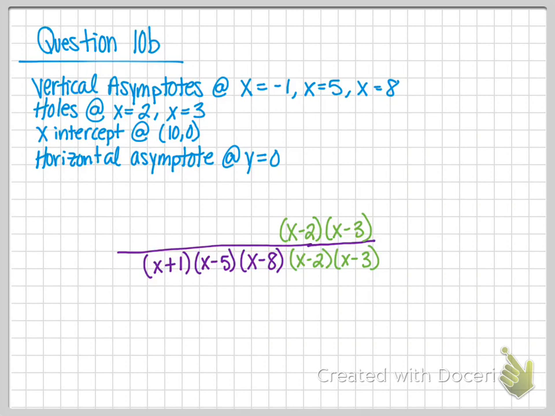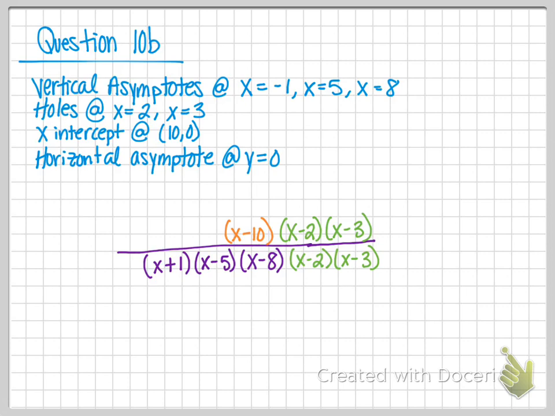The next thing to do is to look at the x-intercept. The x-intercepts are where the numerator equals 0, so I will need a factor of x minus 10 to give me that x-intercept of (10, 0).